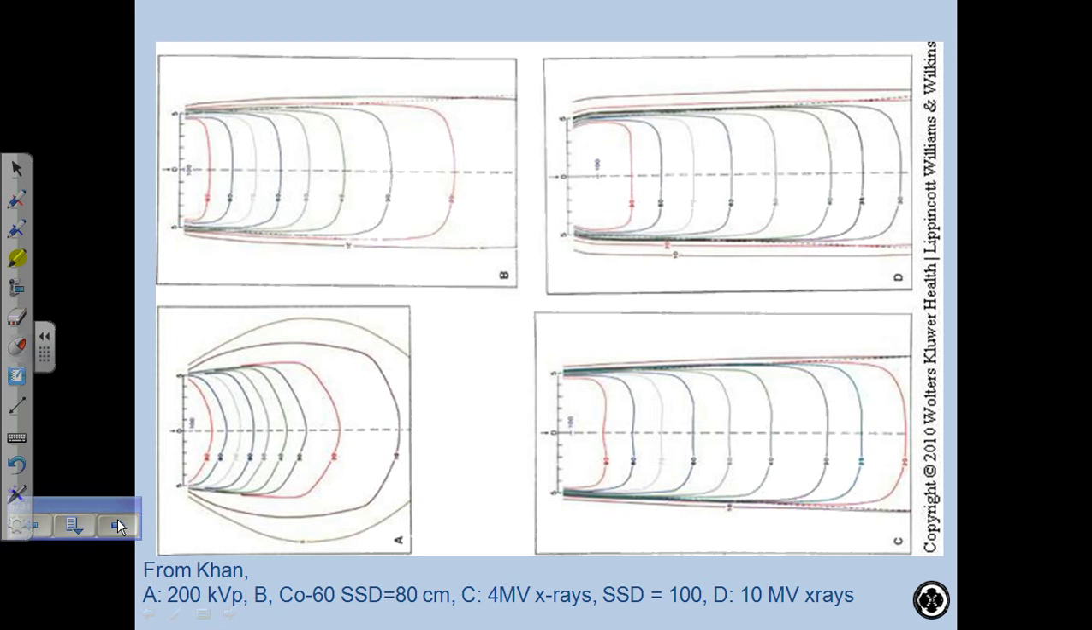Is that what you mean? Oh, they're bowed in this direction? Like they kind of point in? Yeah, true. The center looks like they're centrally peaked, right? All right, so for low energy beams, they're centrally peaked.